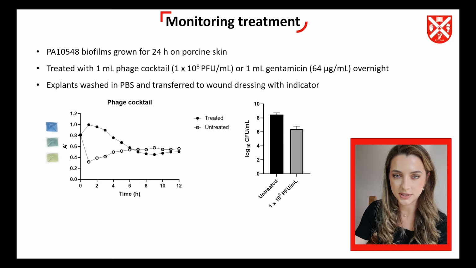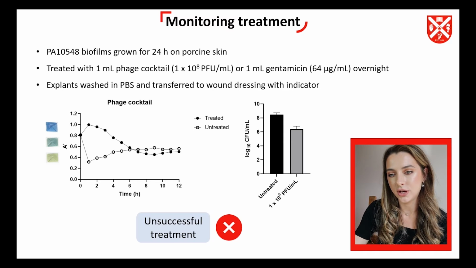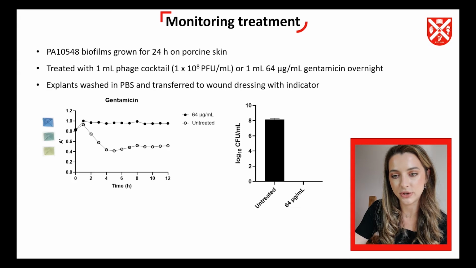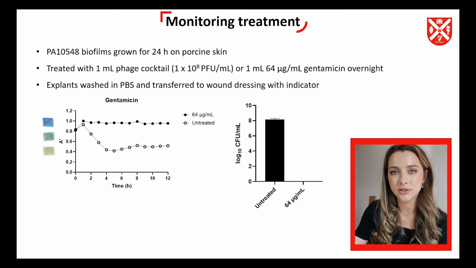So the treatment was unsuccessful. Now moving on to the gentamicin experiment. Again, the untreated changed colour very quickly because there was a high number of bacteria on the skin. But when we treated with 64 micrograms per mil, you can see that the sensor remained blue for the entirety of the experiment. So there was no bacteria there, no CO2 produced, so the sensor didn't change colour.